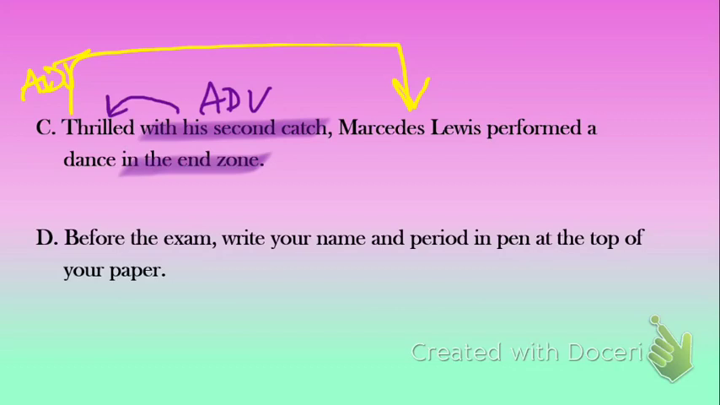And the second one in that sentence is in the end zone, and that's telling us where he performed the dance, and where is an adverb question, so we want to understand that it's an adverb phrase in that sentence.